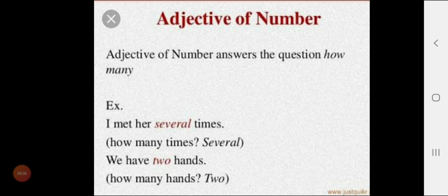Now we have two hands. How many hands? Two hands. In the adjectives of quality, we did a sentence like Mumbai is a big city. Can you answer how many city? It doesn't answer that question, so it is not an adjective of number. Now if we take an example of adjective of quantity, like there is not much milk in the jug. If we ask how many milk, you cannot answer 2 milk, 3 milk. Therefore it does not come under adjectives of number.